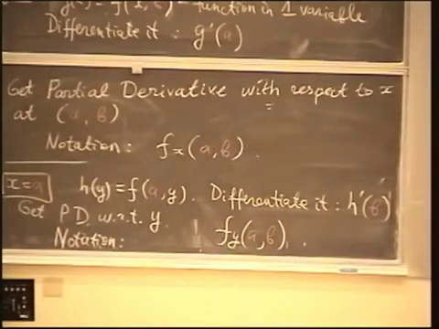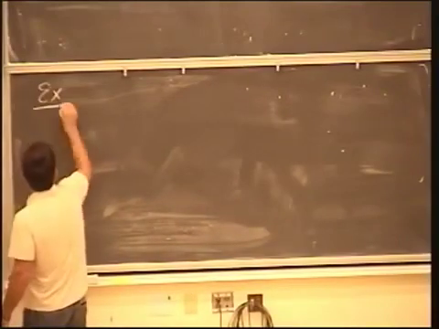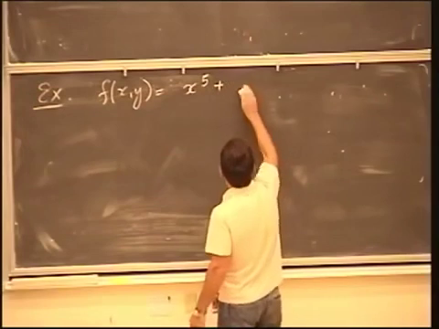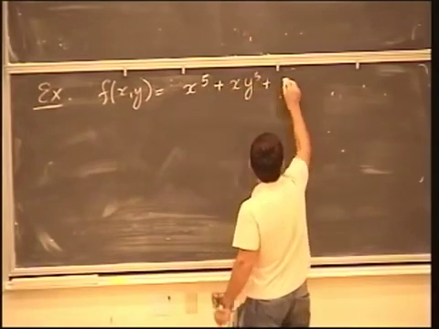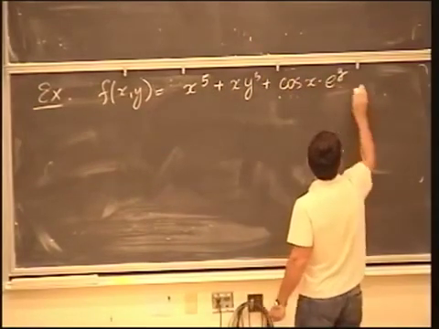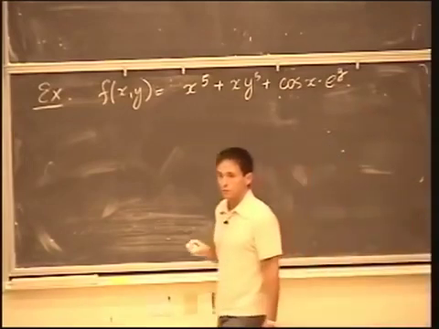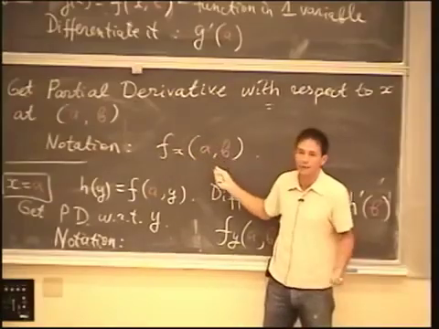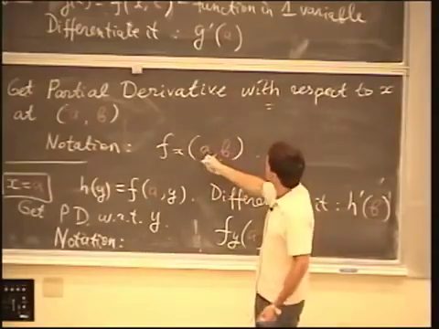Now, let's look at an example of what this looks like. Let's say f of x, y is x to the 5 plus x times y cubed plus cosine x times e to the y. And we would like to find the partial derivatives. Now, when I defined them, I insisted that the derivative has to be evaluated for particular values of x and y, which I denoted by a and b.